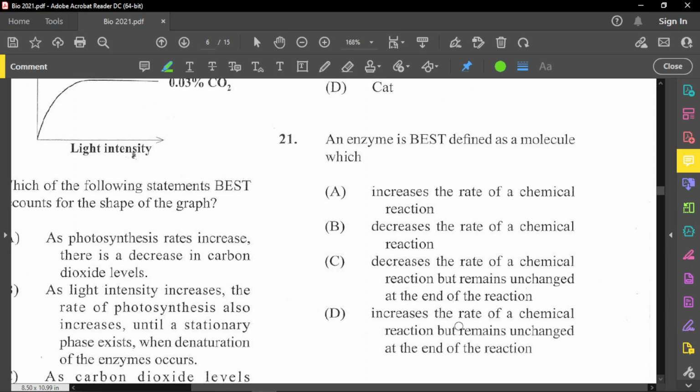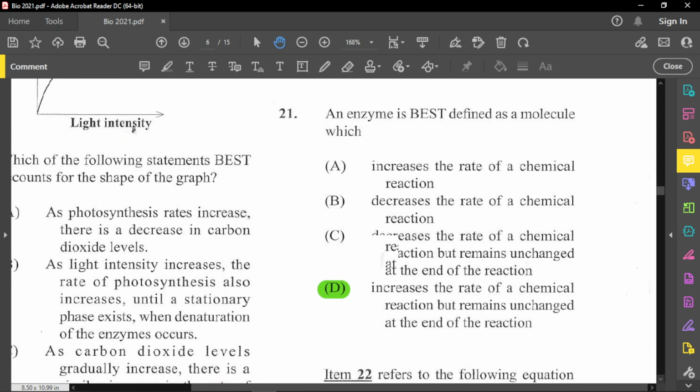D is saying it increases the rate of a chemical reaction but remains unchanged at the end of the reaction. All right. A and D are good options, right? But D is better because enzymes remain unchanged. They do not take part in the chemical reaction. In other words, enzymes are reusable, and that is one property of enzymes. They can be reused again and again.